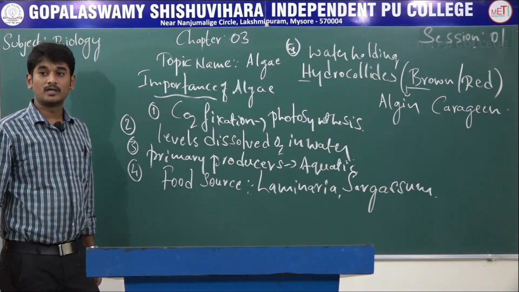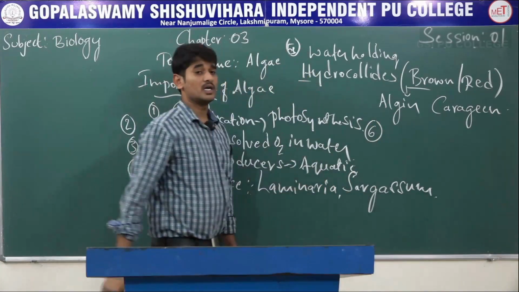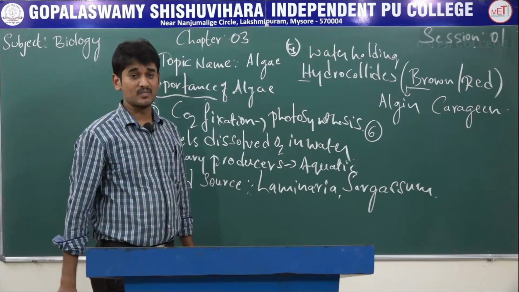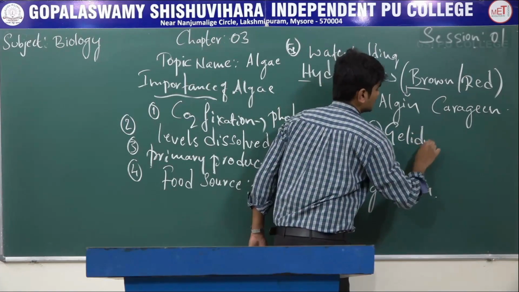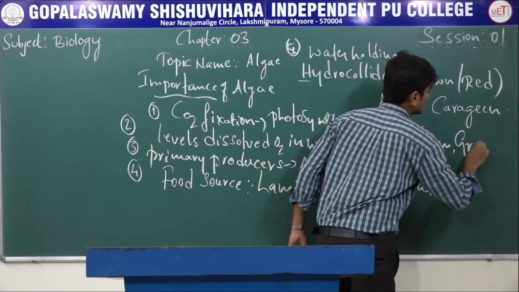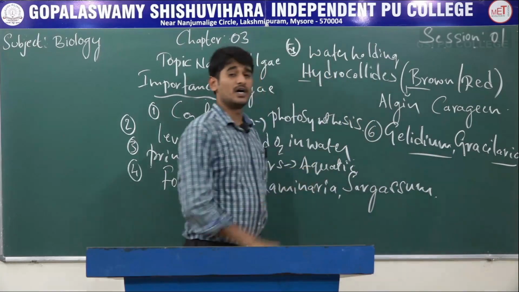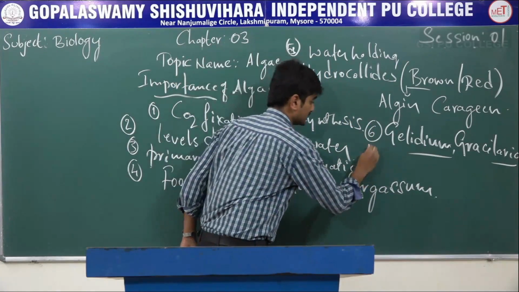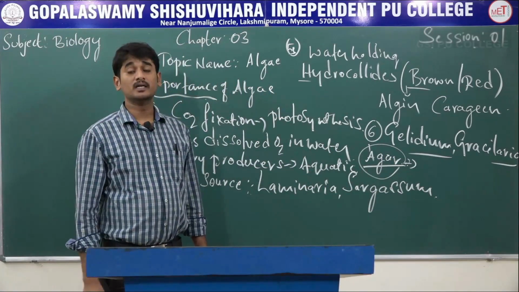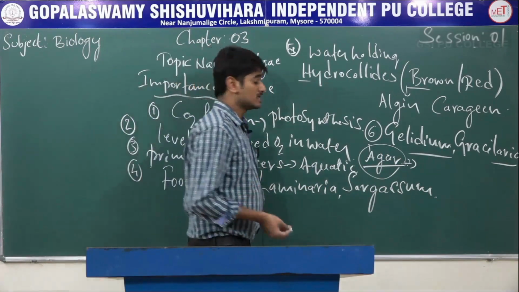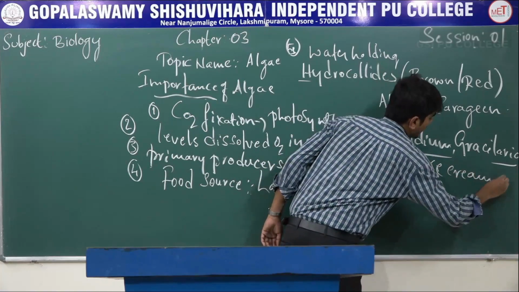And number six, some algae are used for commercial purposes, for example Gelidium and Gracilaria. These are used for the production of agar. This agar is used to grow microbes in laboratories and to prepare ice creams and jellies.